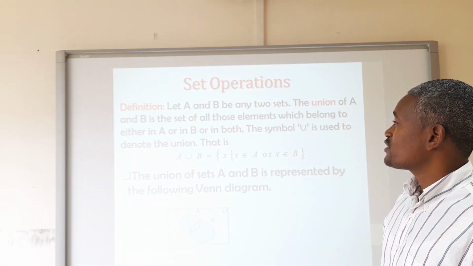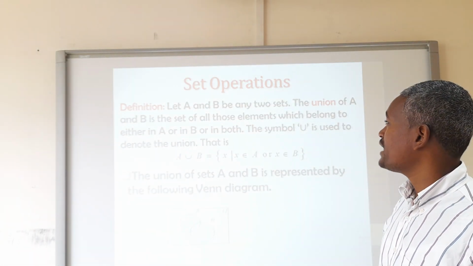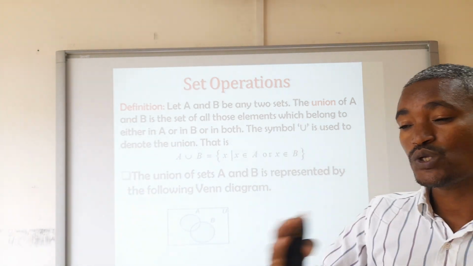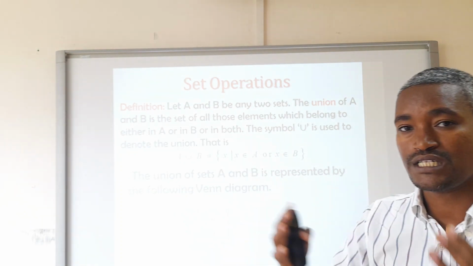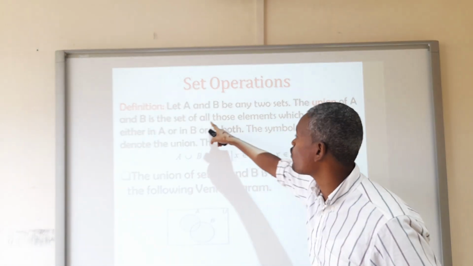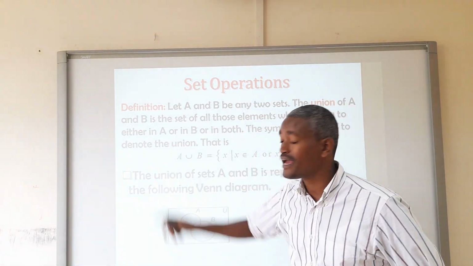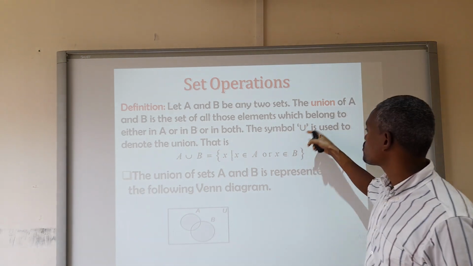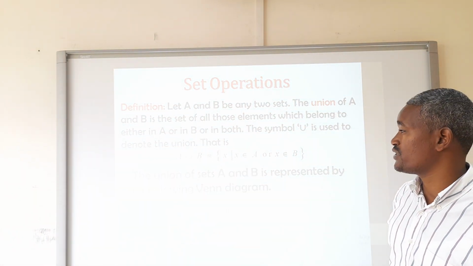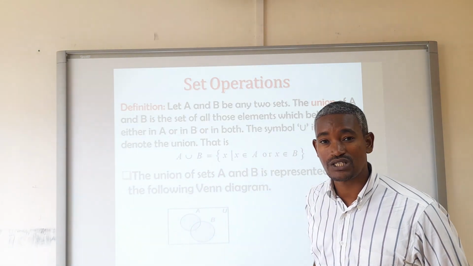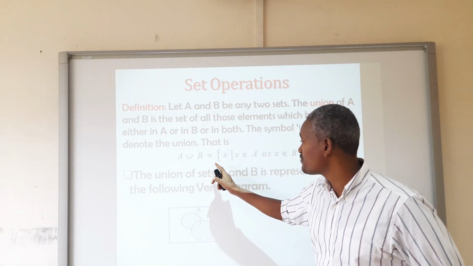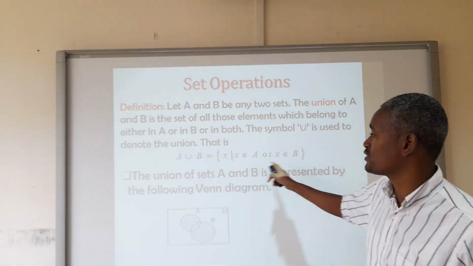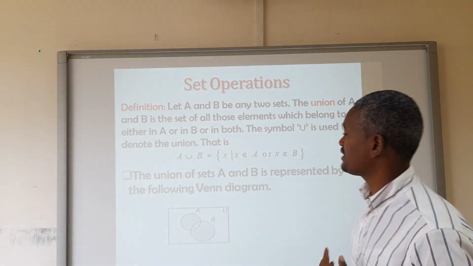The other good concept is set operations. Let A and B be sets, then the union of A and B is the set of all elements in set A or in set B. So it is the set of all those elements which belong to either A or B, or to both. The symbol ∪ denotes the union of two sets. Mathematically, we can express it in such a way: A union B is equal to {x : x is an element of A, or x is an element of B}. So the union of two sets is mathematically represented in such a way.